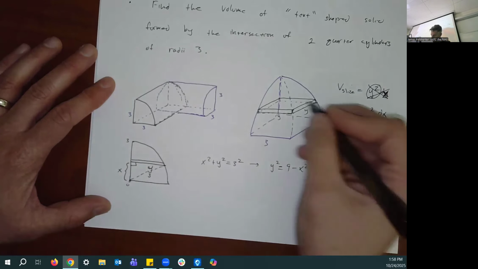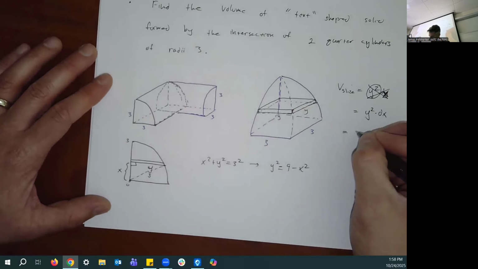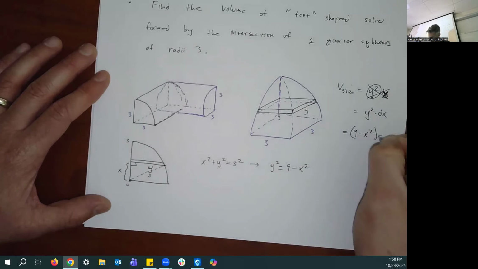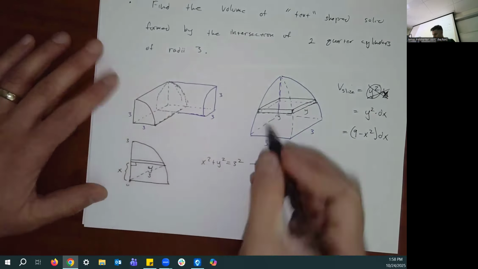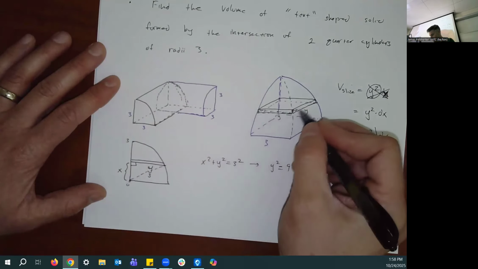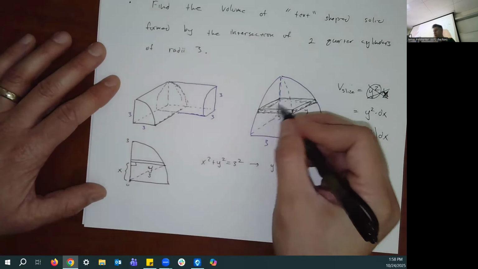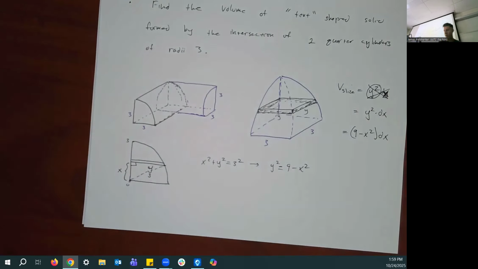So the volume of this slice of this shape is 9 minus x squared times dx. That is the volume of my little piece of bread here. That's what I'm thinking about. So I'm taking a loaf and slicing some pieces of bread the wrongest way. You would turn it this way and slice it that way, but okay.